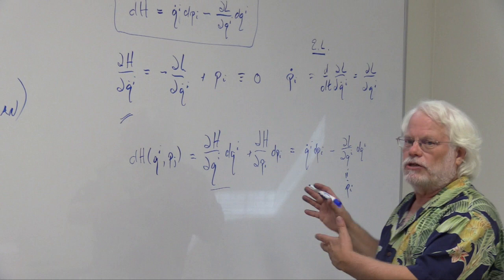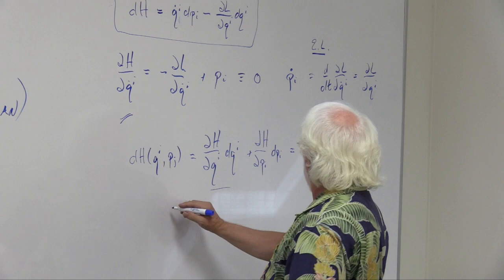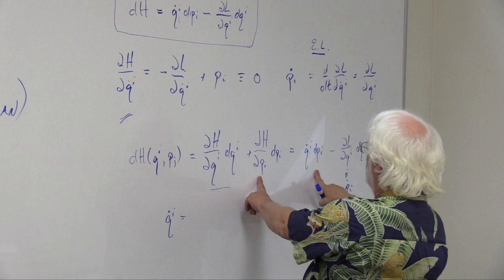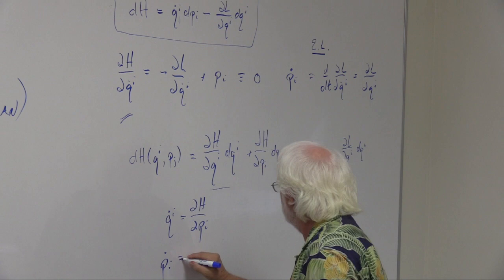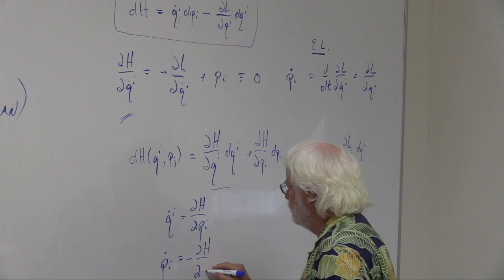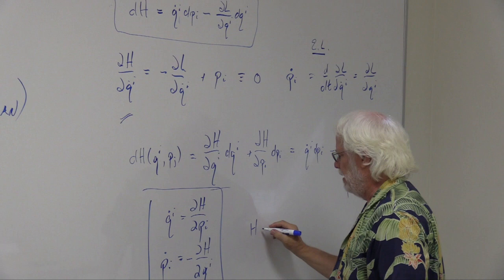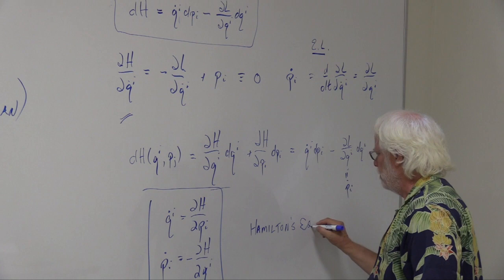Just equating like terms here, we see that the time rate of change of the coordinates is given by the partial of the Hamiltonian with respect to the momenta. And the time rate of change of the momenta is given by minus the gradient of the Hamiltonian with respect to the coordinates. And therefore, we get Hamilton's equations. Voila.